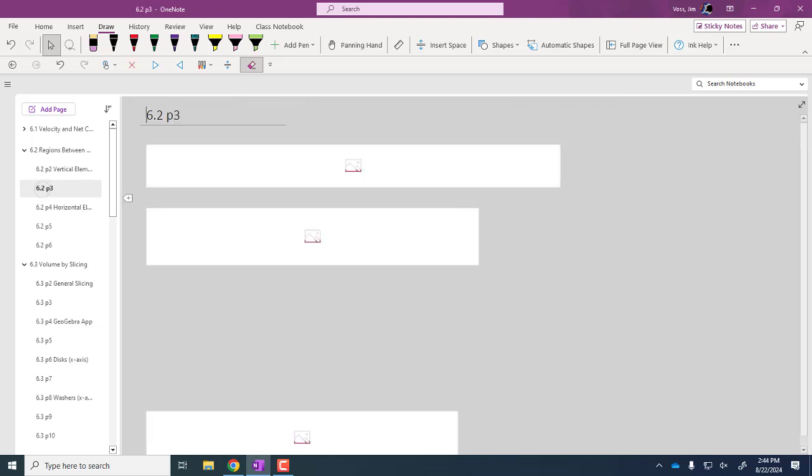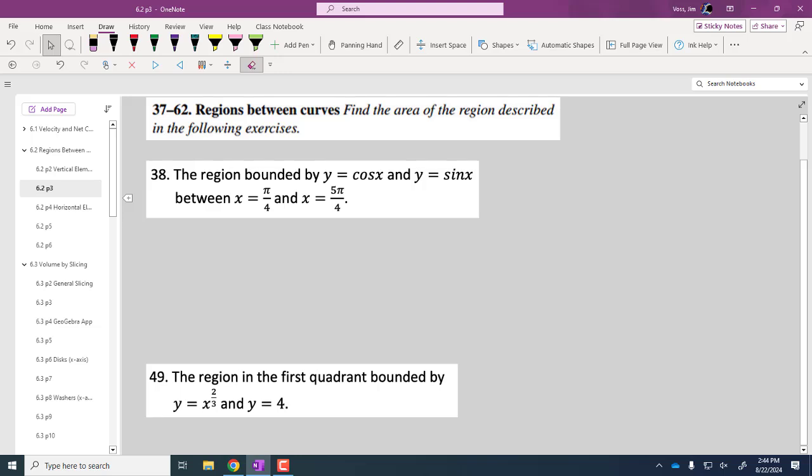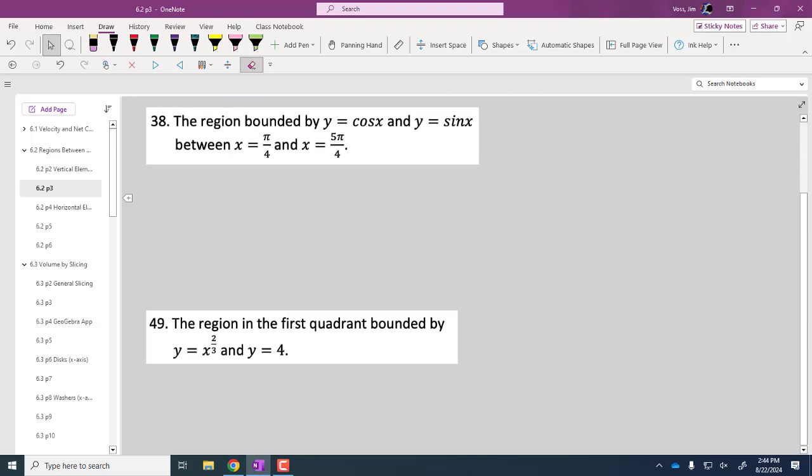Page 3. Find the area between the two curves. Okay, a little more trig. Calc 2 and Calc 3 are heavy, heavy, heavy on the trig. So again, if you're not up to speed on your unit circle values, start writing down sample unit circles and get familiar with those values because you don't want to be spending time figuring out sine and cosine of all these values from scratch. You want to be able to be efficient.